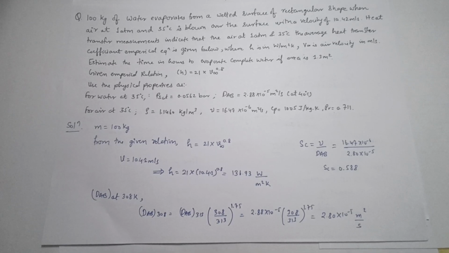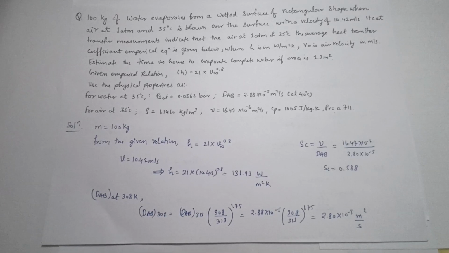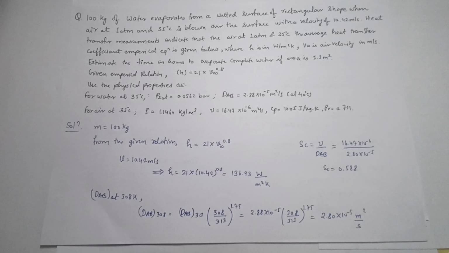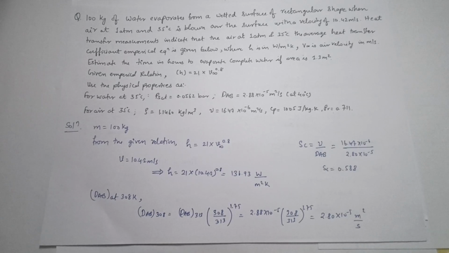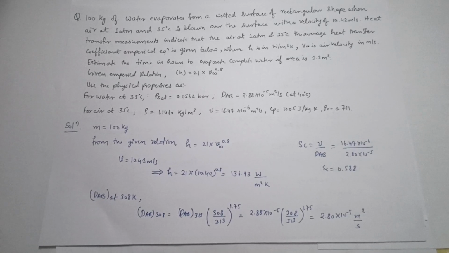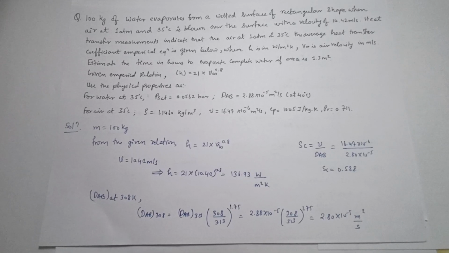Now, since we have studied all the applications and theoretical aspects of analogies, it is time to incorporate them and use them to solve some numerical problems. The very first question goes as follows: 100 kg of water evaporates from a wetted surface of rectangular shape when air at 1 atmosphere and 35 degrees Celsius is blown over the surface with a velocity of 10.42 meter per second.